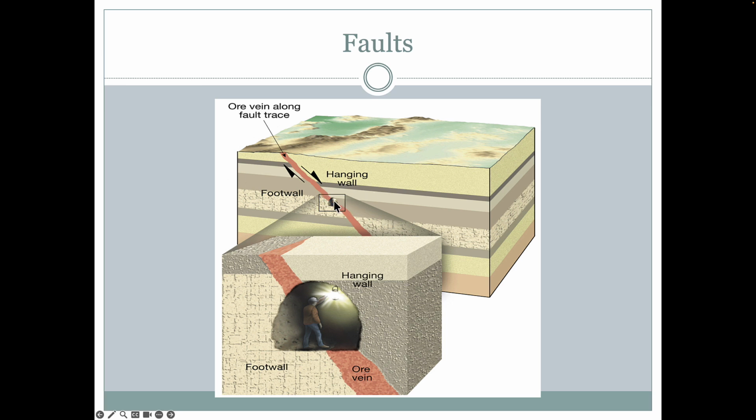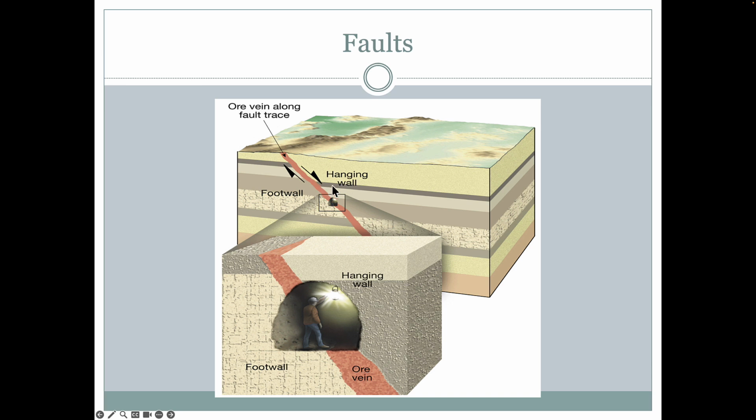So if you think about a miner in this area here and a fault that isn't straight up and down, but is at a bit of an angle, we can see that the place where the miner would hang his or her lantern would be on the hanging wall, and the place where the miner would put their feet would be on the foot wall. So the foot wall is underneath the fault, the hanging wall is on top of the fault. This entire area here is the hanging wall of the fault, and this entire area over here is the foot wall of the fault. And this is how we describe the movement of faults.